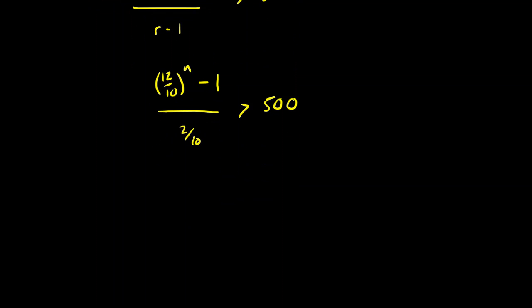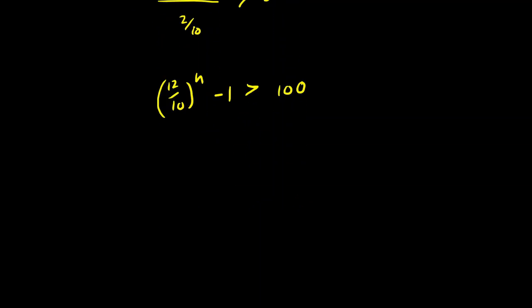So we can multiply both sides by 2/10. So it'll give us 12 upon 10 to the power of n minus 1 must be greater than 500 times 0.2. So 500 times 0.2 gives you 100. And if we add 1 to both sides, we get 12 upon 10 to the power of n must be greater than 101.